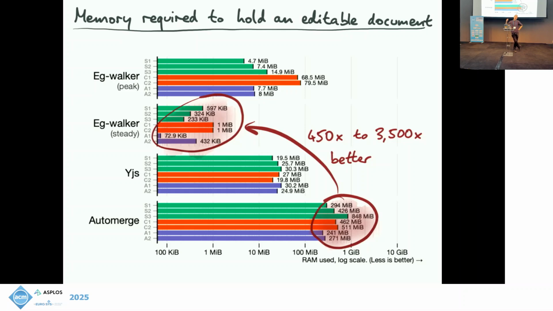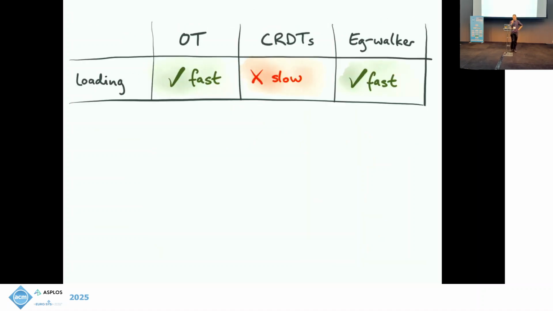There is work happening in YJS and AutoMerge to try and bring these memory usage numbers down, but this is the state as of the currently released versions of the software. So to summarize this, we have these two existing families of collaborative editing algorithms, OT and CRDTs.